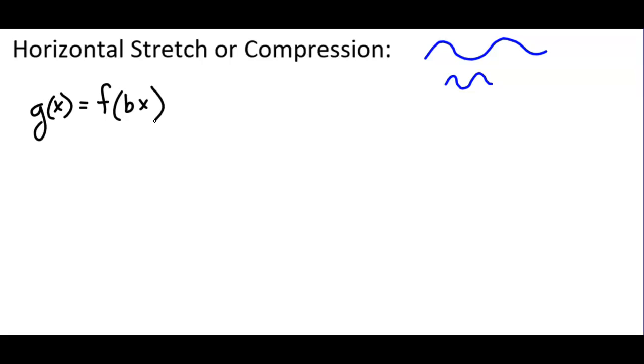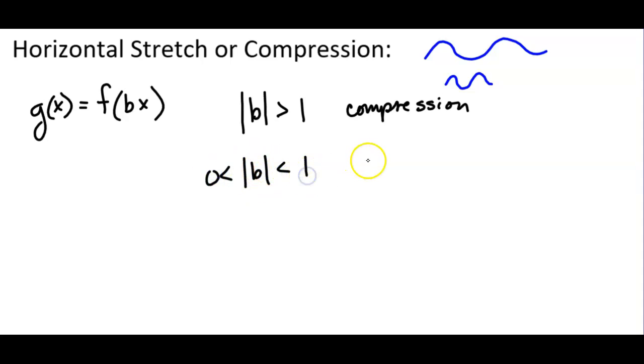And it works kind of opposite of what you think, but if the absolute value of b is greater than 1, it's going to be a compression. And I'll show you why when we get to an example. And if the absolute value of b is greater than 0 but less than 1, that's going to make it a stretch. And we're doing this horizontally, so it's stretching. You can't see my hands, but I'm stretching them horizontally like you're pulling out an accordion.